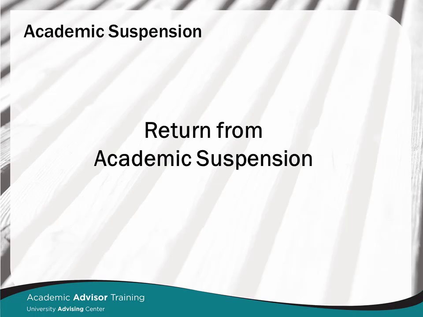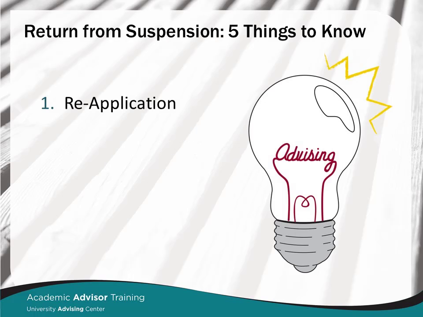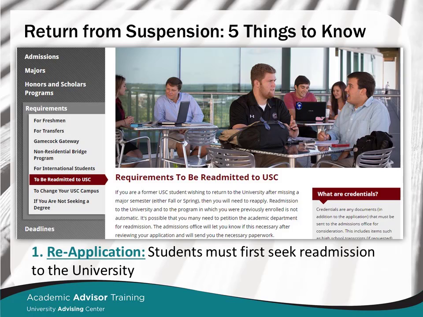Return from academic suspension. Academically suspended students may reapply to the university beginning the semester following their suspension period. 5 things advisors should know about returning from suspension include: 1. Reapplication. Students must reapply to the university and should speak with an admissions counselor regarding the process for readmission.